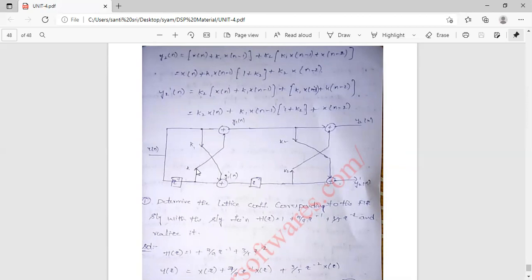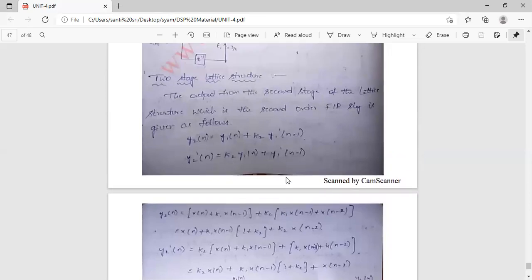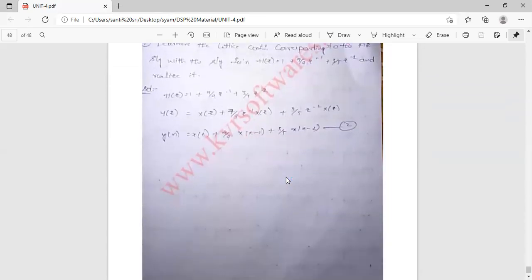X of n plus k1 into x of n minus 1 into 1 plus k2, plus k2 into x of n. Similarly, y2 dash of n is equal to k2 into x of n plus k1 into x of n minus 1 into 1 plus k2 plus x of n minus 2. This one. So this is the two-stage lattice structure, and this is the last one.